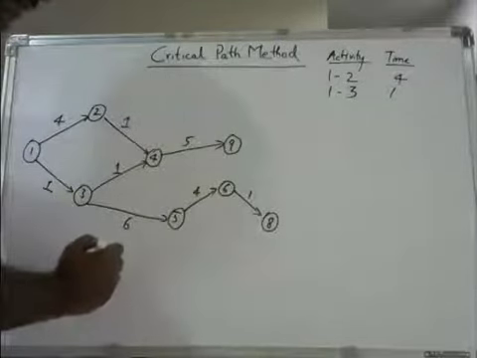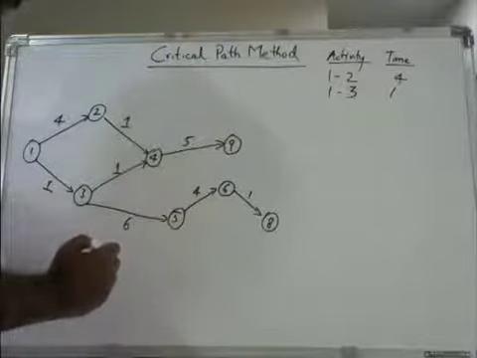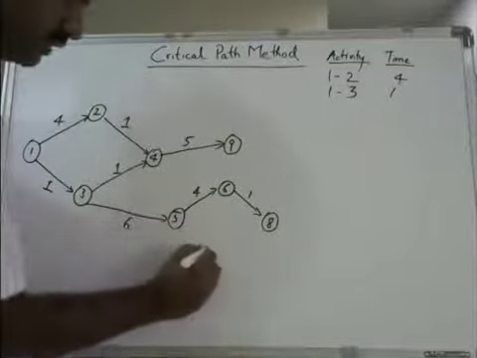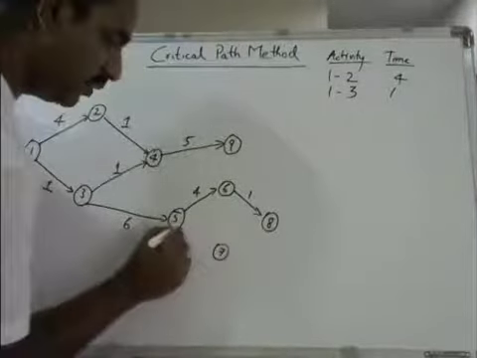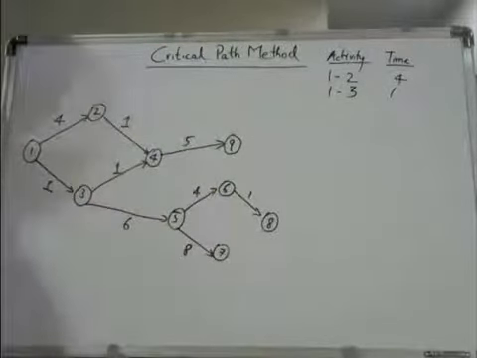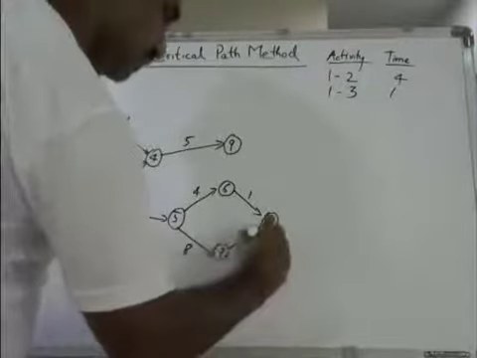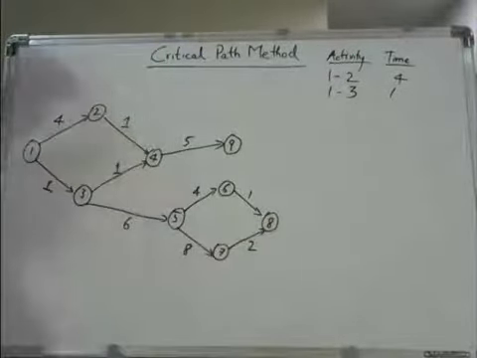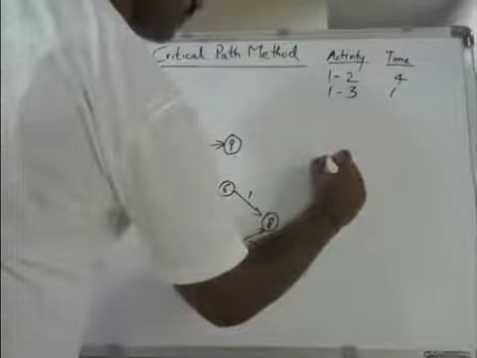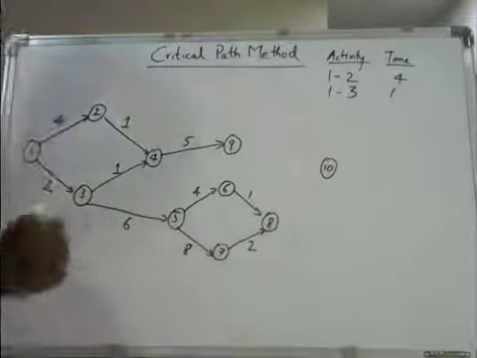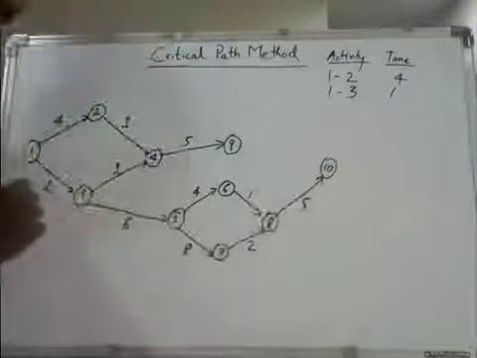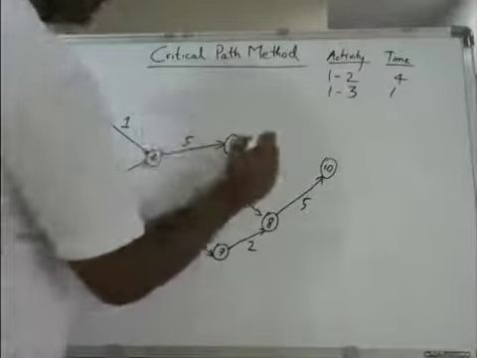There is one more thing here, that is 5 to 7. This activity takes 8 days, and 7 to 8 takes 2 days. Right. Then 8 to 10 takes 5 days, and 9 to 10 takes 7 days.